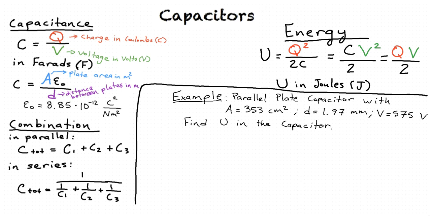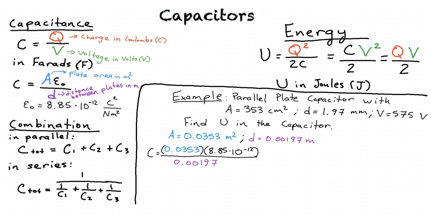In this problem, we need to first find the capacitance of the capacitor. We will use the formula C equals A times epsilon naught over D. The area is given as 353 centimeters squared. We will need to convert this to meters squared so that our final calculation runs smoothly. This converts to 0.0353 meters squared. The distance between the two capacitor plates, D, at 1.97 millimeters, converts to 0.00197 meters.